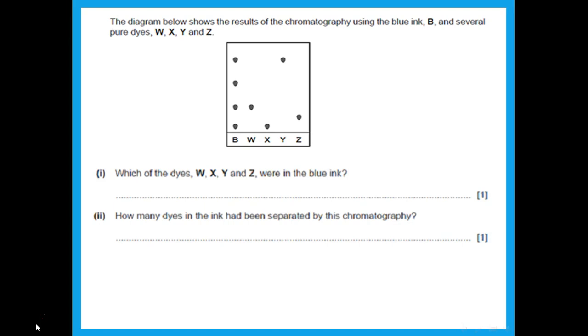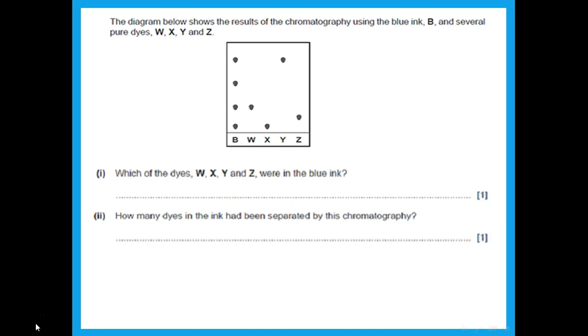Okay, so far. The diagram below shows the results of the chromatography using the blue ink B and several pure dyes W, X, Y, and Z. So he's analyzing B, which is blue ink, and he's comparing them to W, X, Y, and Z. Which of the dyes were in the blue ink? Well, the dye that is in the blue ink will have a spot the same height as something in the blue ink, which is B.